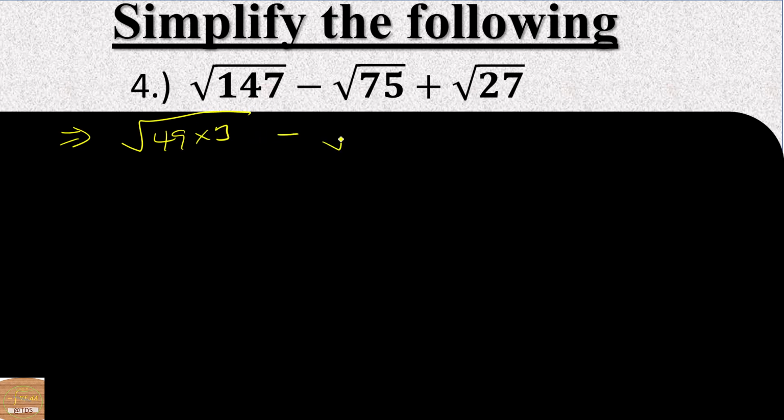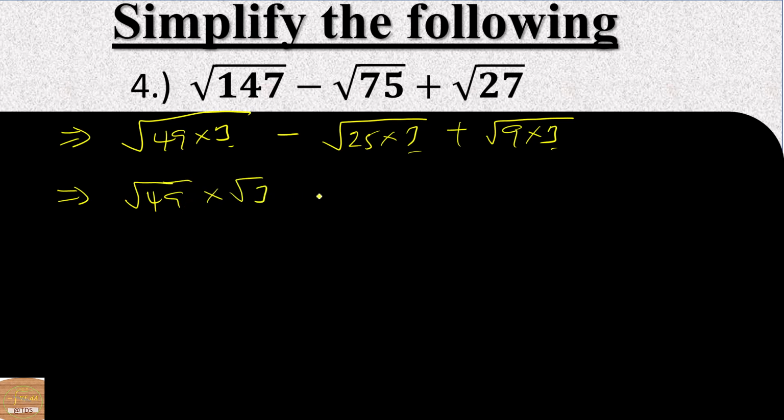Minus, so 75 divided by 3 is 25. Okay, and then 27, so 9 times 3 is 27. So look at it well. We have 3 here, 3 here, 3 there. All right, so this one will give us 49 times 3 minus 25 times 3 plus 9 times 3.